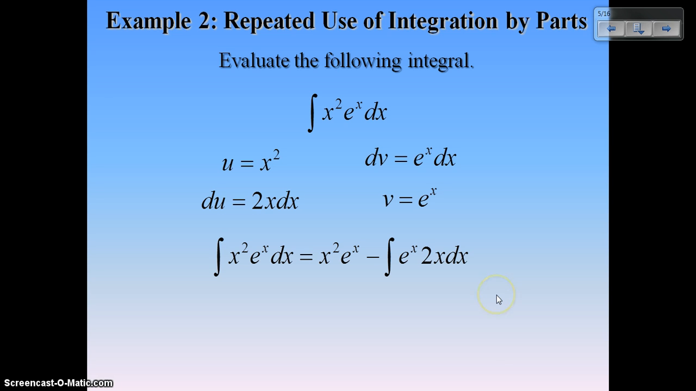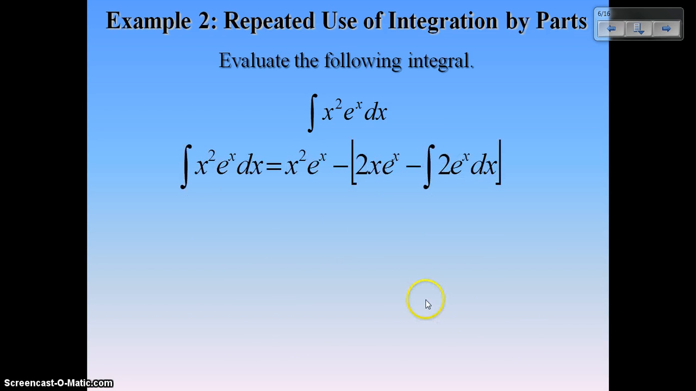Now here's the key on repeated integration by parts. Be consistent. If you let u equal your x term here, as we did, and dv equal the e term, then as we go, there's going to be an x term continued and an e term continued. The u continually needs to be the x term. The dv continually needs to be the e term. So u is going to equal 2x, which means du is 2 dx. dv is e to the x dx, and v would be e to the x. Set that up now. uv minus the integral of v du looks like this.